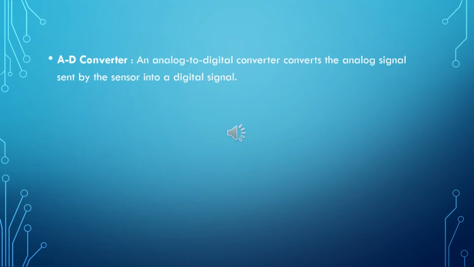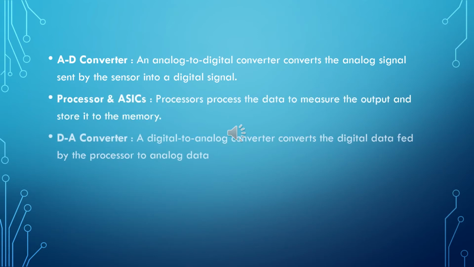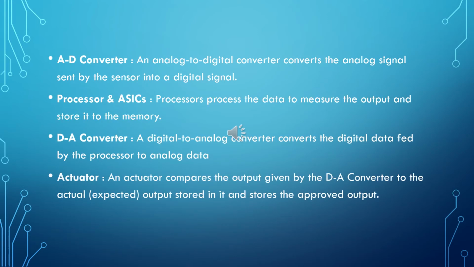A/D converter: an analog to digital converter converts the analog signal sent by the sensor into a digital signal. Processor and ASICs: processors process the data to calculate the output and store it in the memory. D/A converter: a digital to analog converter converts the digital data fed by the processor to analog data. Actuator: an actuator compares the output given by the D/A converter to the actual, expected output stored in it and stores the approved output.